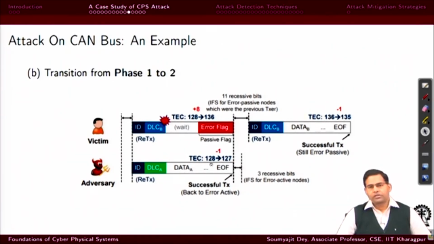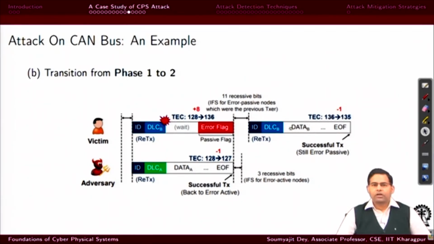Okay? And since that is fine, there will be no more +8 increase in the transmission error count of the adversary. Rather, it will be successful, and due to that the transmission error count will decrease by 1. So at this point, what will happen is this stays at 136 and this stays at 127. And after this there will be 11 recessive bits here, and 3 recessive bits due to the interframe space.